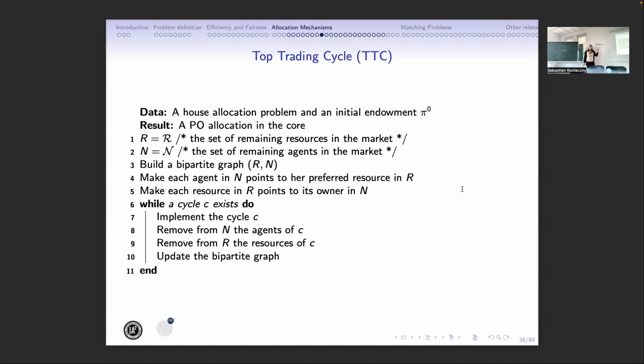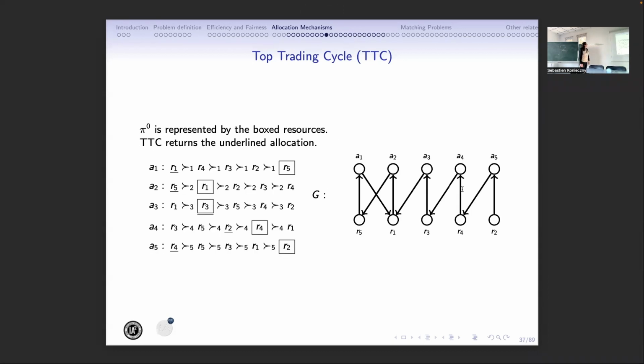And then we will look if we have a cycle. And if we have a cycle, we will implement this cycle and remove the agents which belong to the cycle and the resources which belong to the cycle. We will remove them from N and R. So, an example. Here we have 5 agents and 5 resources, as we are in a house market.